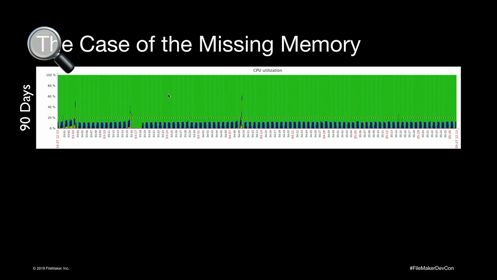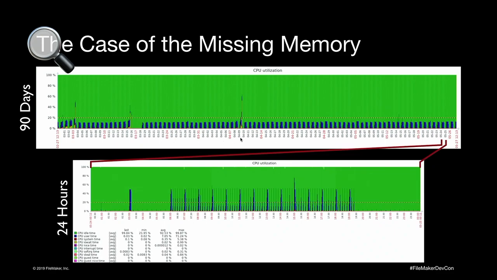There's something else interesting here, and we'll get to this in a little bit, but you'll see most of these little peaks are not blue. So they're not user activity from FileMaker server processes. So there's something else going on here. So let's take another look at a typical day in the life of this server.